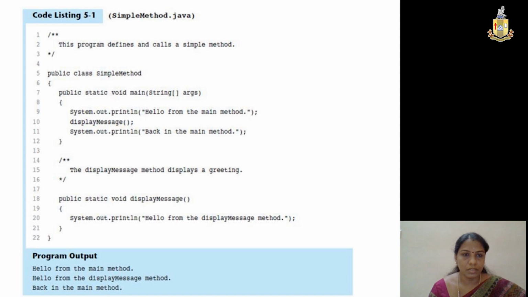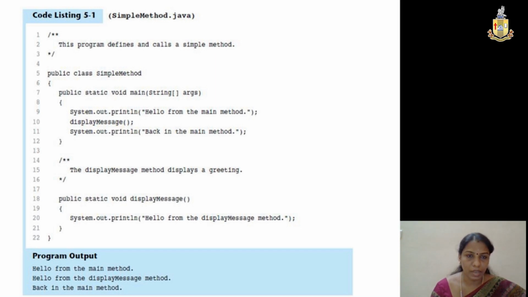And then displayMessage, this is the function call. Whenever this statement is encountered, the control goes to the public static void displayMessage, line number 18. Again, the body of the statement will be executed. It will execute the hello from the displayMessage method. You can see the program output. And then after executing the body of the function, again the control goes back to the main method. After the function call, the rest of the statements will be executed. System.out.println of back in the main method. That statement will be executed. So, we can see the program output here.